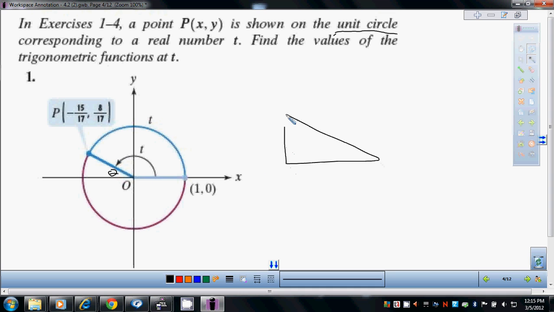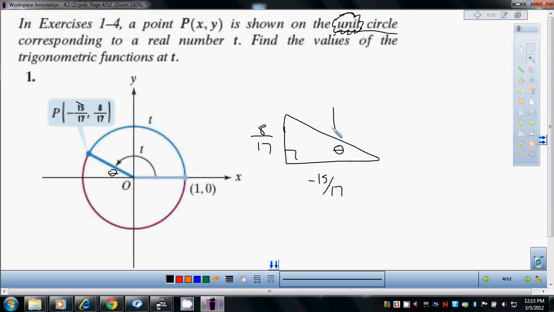So here's your little right triangle, with this being your theta. You know, because it's a unit circle, that the hypotenuse is 1. This is your horizontal component. I know a negative distance doesn't make much sense, but just go with it. This is your vertical component. And they just want your trig values. They want all 6 trig values.